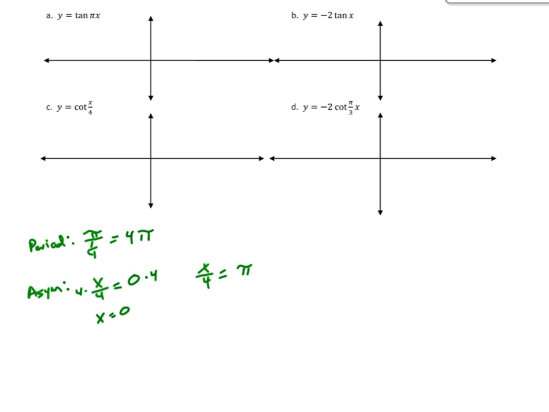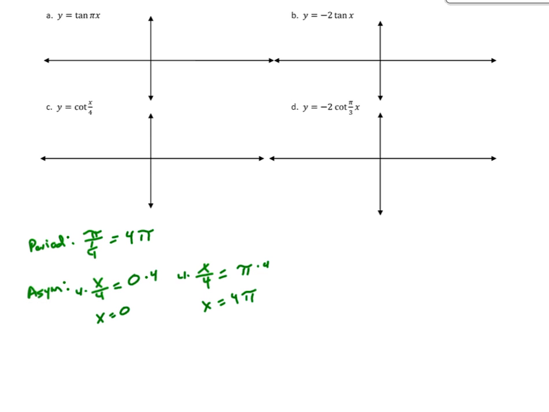Okay, I usually have asymptotes at 0 and an asymptote at pi. So that's what I'm going to set this equal to. So I multiply by 4, and I get x equals 4 pi. Well, that should make sense. If I'm starting this at 0, and I'm not doing a phase shift, not moving it left or right or up or down, it should start at 0 still. And if my period is 4 pi, it should end at 4 pi.